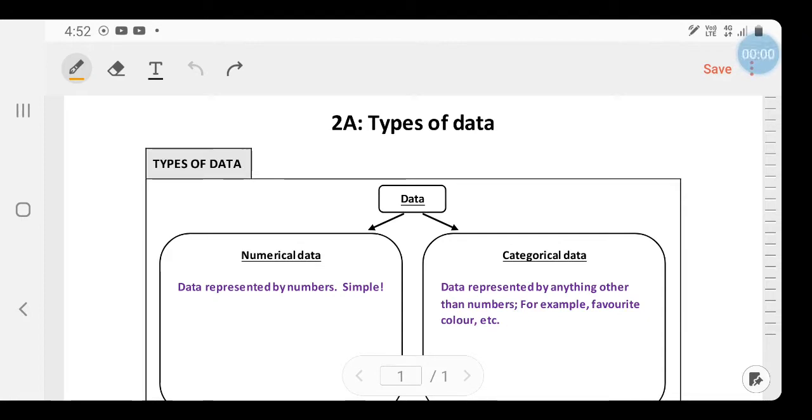G'day guys. Alright, so today we are starting a new topic. The topic is called univariate data. Now I should mention that next term we study another topic called bivariate data. Together these two topics form statistics, split into two parts, and that's how we do it.